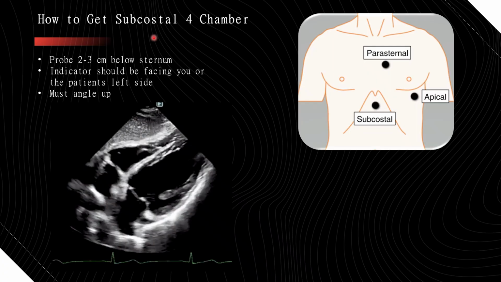How to get subcostal 4 chamber. We will place the probe 2 to 3 centimeters below the sternum and the xiphoid process. The indicator should be facing you for the patient's left side, and we must angle up since we are very inferior to the patient's heart.